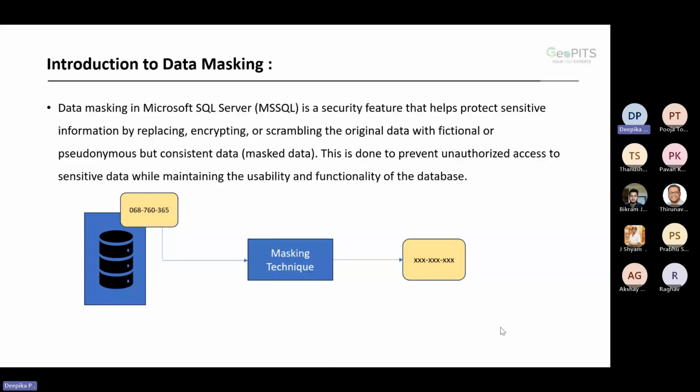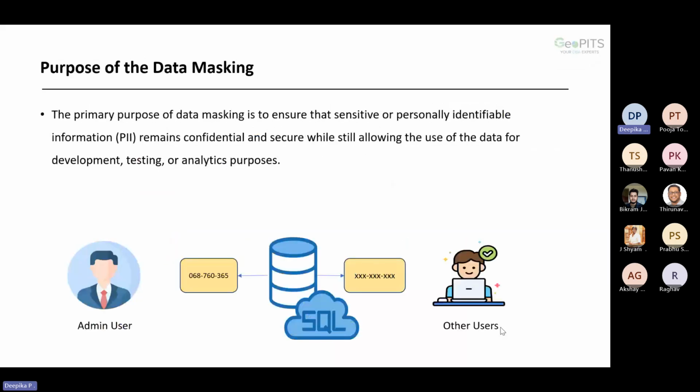So let's move on to the purpose of data masking. We do data masking to protect sensitive data while still allowing other users to work with the database. With data masking, you could show only the masked data to most of the users who are working with the database for developing, testing, or other analytic purposes. And you can show the data without any masking only to certain users who actually need the data, by giving them certain permissions. So this is the purpose of data masking.